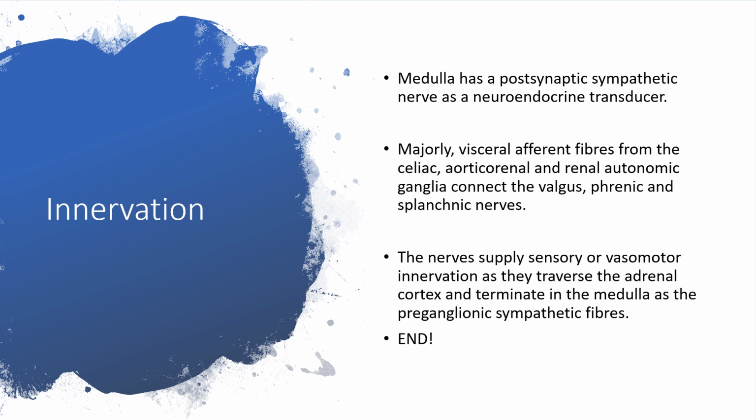Innervation. Medulla has a postsynaptic sympathetic nerve as a neuroendocrine transducer. Majorly, visceral afferent fibers from the celiac, the aorticorenal, and renal autonomic ganglia will connect the vagus, phrenic, and splanchnic nerves. The nerves supply sensory or vasomotor innervation as they traverse the adrenal cortex and terminate in the medulla as the preganglionic sympathetic fibers.